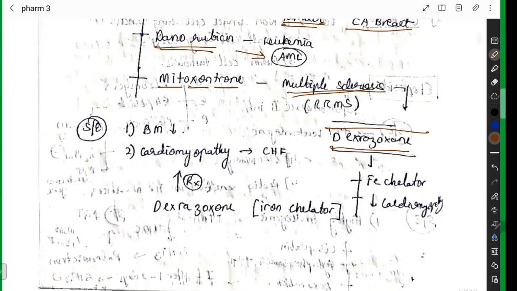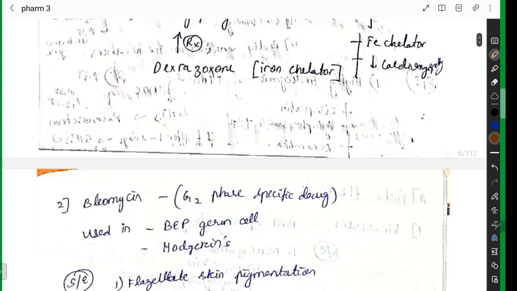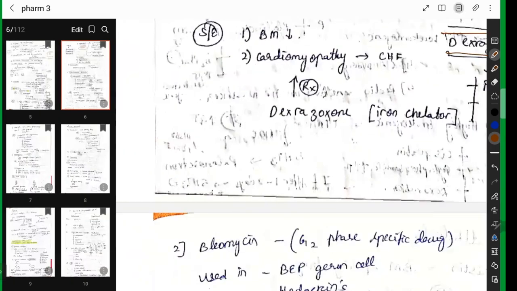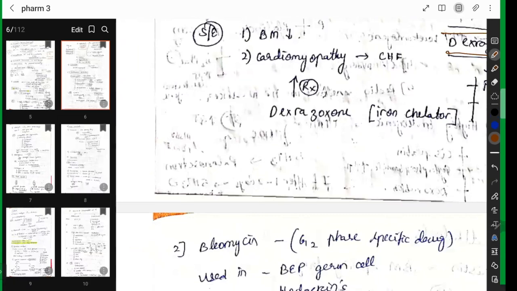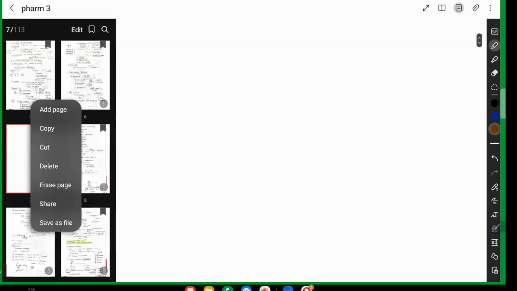Okay, just add one more page. Just write a heading, multiple sclerosis. At this point itself, let me discuss about the multiple sclerosis and the drugs which you use for multiple sclerosis. Do you know any other drug which we use in multiple sclerosis?